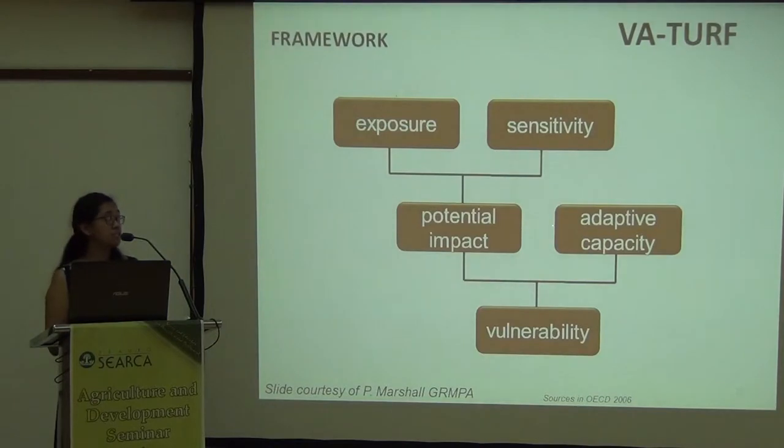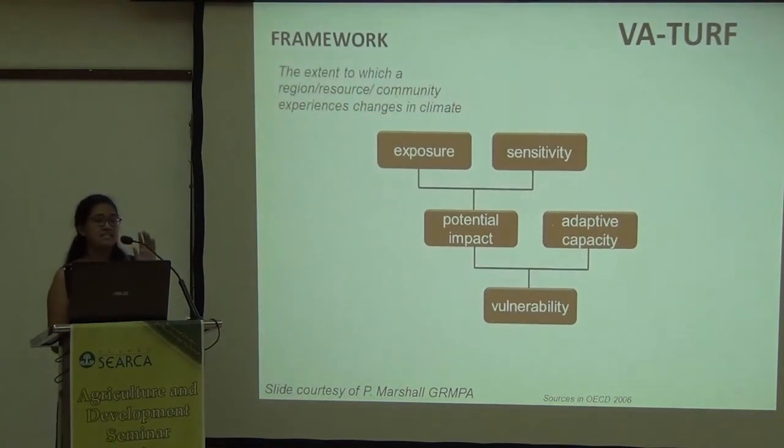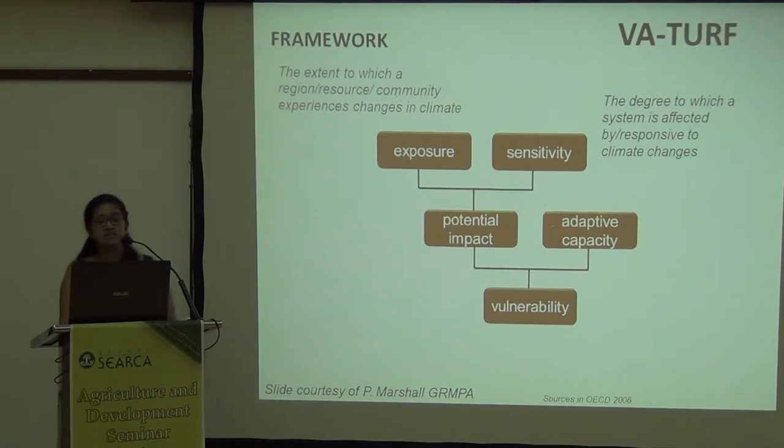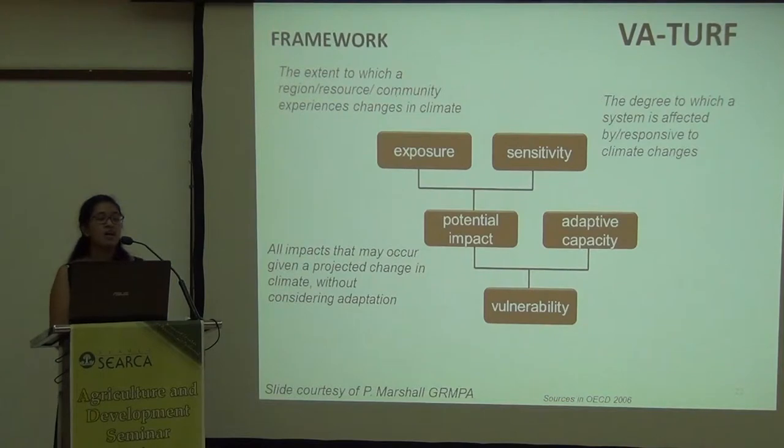This tool follows the vulnerability framework of the IPCC, wherein vulnerability is a function of exposure, sensitivity, and adaptive capacity. Exposure is defined as the extent to which a region experiences changes in climate. For example, in the Philippines, we can say that the east side is more exposed to typhoons as compared to the west side. Sensitivity deals with the responsiveness of the system to climate change. When we combine exposure and sensitivity, we get the potential impact, which is all impacts that may occur given a projected change in climate.